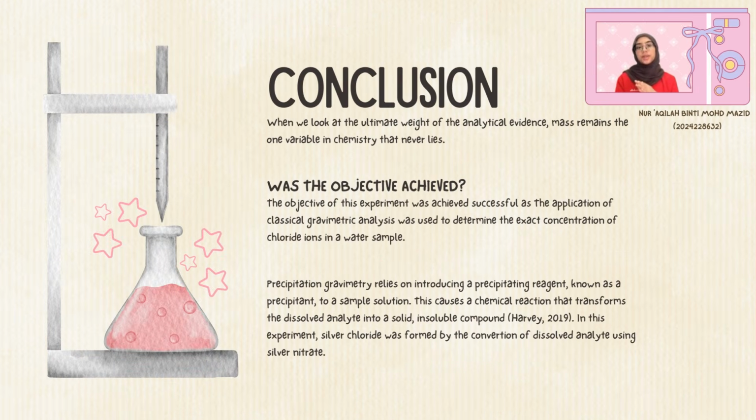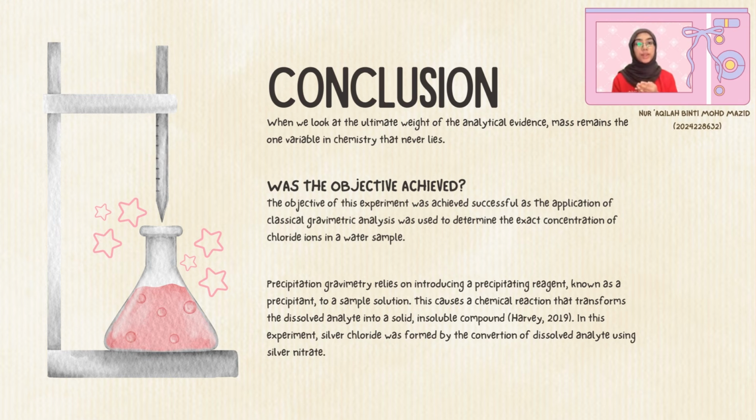So to wrap things up, there is only one thing when it comes to analytical balance that you can always count on, which is mass. So, did we achieve our objective? Yes, absolutely. By applying classical gravimetric analysis, we successfully determined the exact concentration of chloride ion in our water sample.